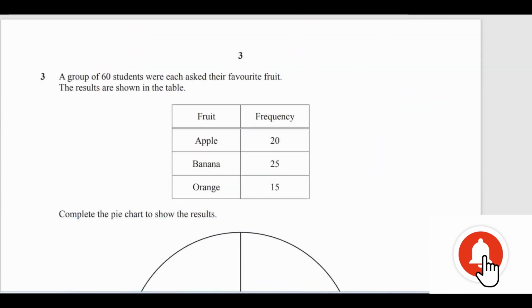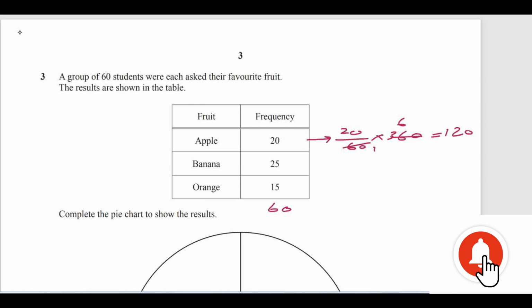Let's move on to the next part, question number 3. For question number 3, first of all we have to add. If we add these 3 numbers, 20 plus 25 plus 15, this will be 60. Now the next step is, if we want to find the angle, we do 20 divided by 60 multiplied by 360. So 6 1s are 6, and this will be 20 into 6, which is 120.